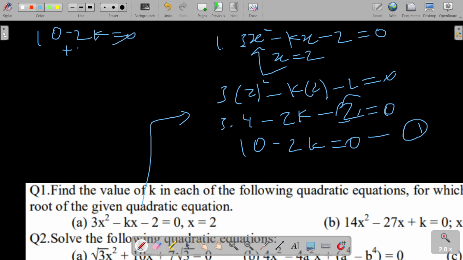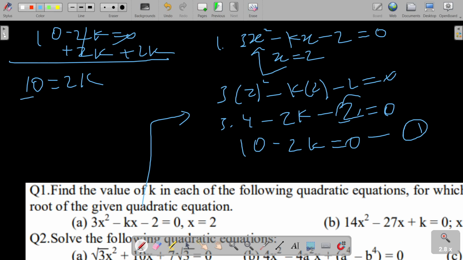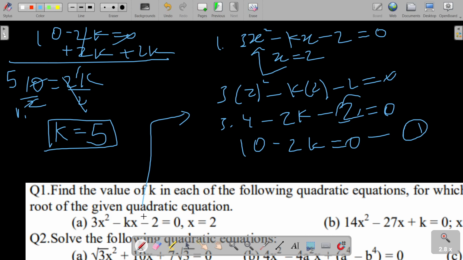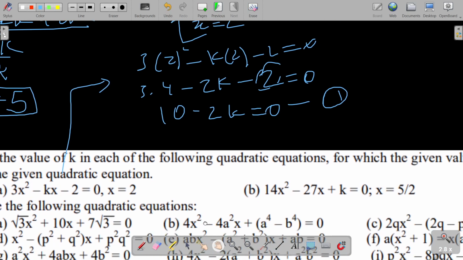I'm adding 2k on both sides. The 2k terms cancel, and 10 is equal to 2k. If I divide both sides by 2, we are left with k only. 10 over 2: 2 ones are 2, and 2 fives are 10. So I get k equal to 5. For problem 1, k is equal to 5. 5 is the answer for this problem.